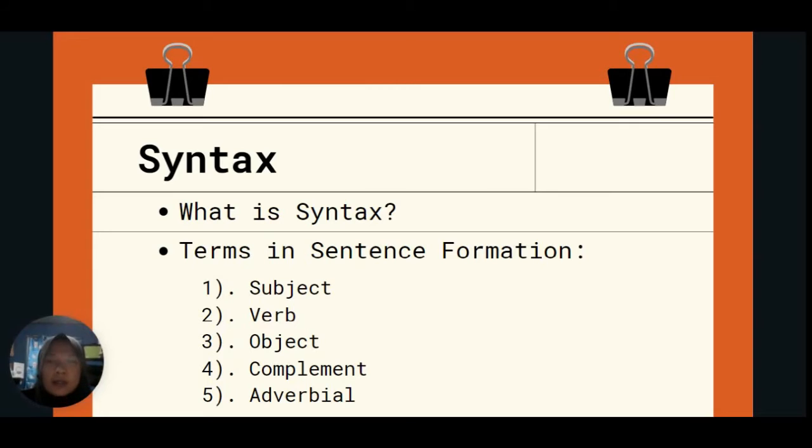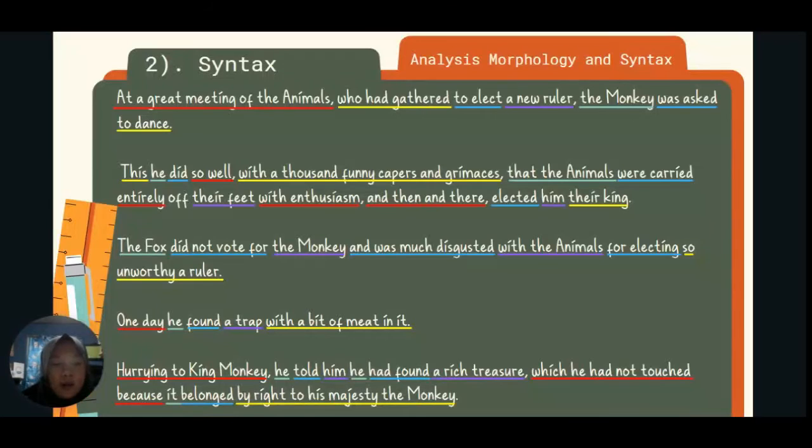At the same time, in some cases, the syntax rules allow other words or clauses such as adverbs or complement to be added. From that, we can know that there are 5 terms in sentence formation or syntax, namely subject, verb, object, complement, and adverbial. Now let's try to analyze syntax on the same story. The method is the same as morphology. I have underlined words with different colors.